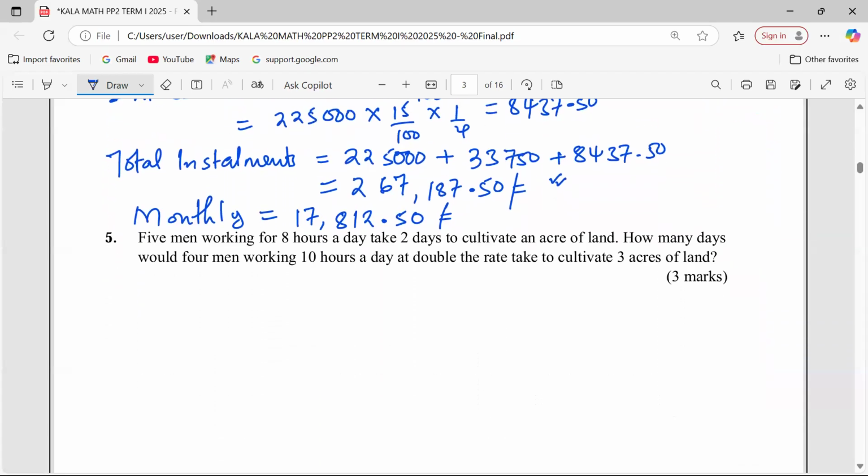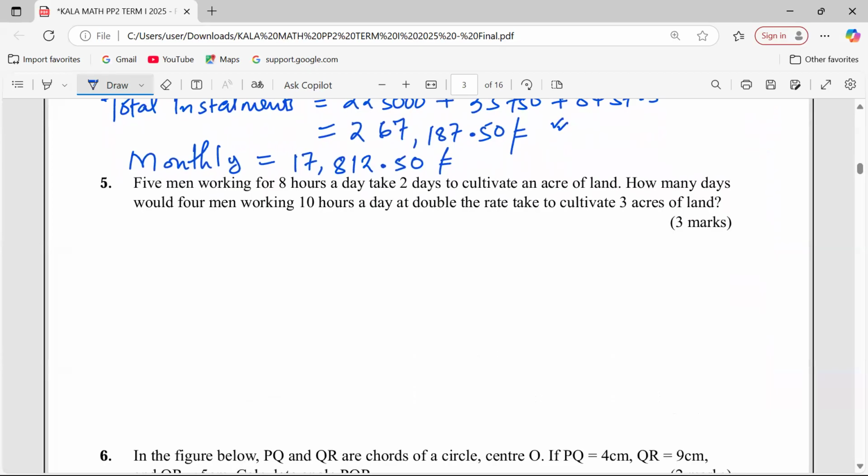At number 5 now, we thought that 5 men working for 8 hours a day take 2 days to cultivate an acre of land. How many days would 4 men working 10 hours a day at a double rate take to cultivate 3 acres of land? There are 2 things to be very careful with at this point. Double rate, working at double rate.